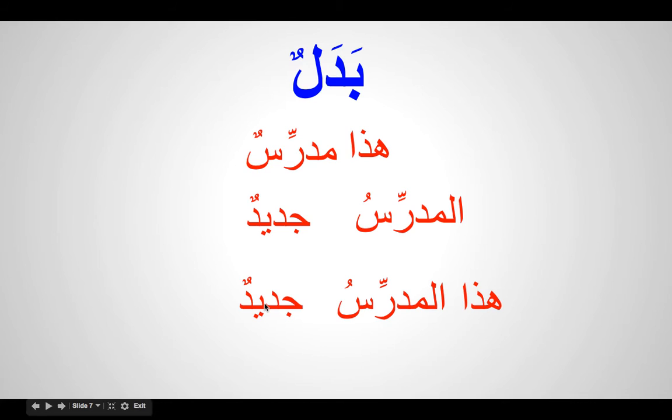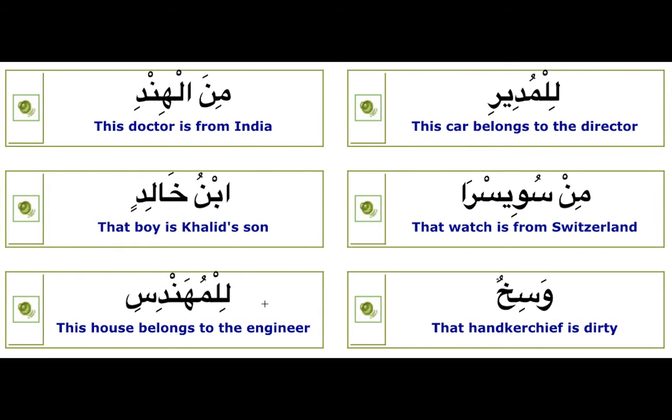So let's do some examples, inshallah. We got here lil mudir. We learned that la harf jar li means belongs to or for. Mudir is headmaster. So we want to say this car belongs to the director or headmaster of the school. Car is a muannas, so we say هذه السيارة, هذه plus السيارة, that definite noun with al. So it's هذه السيارة للمدير. This car belongs to the director.